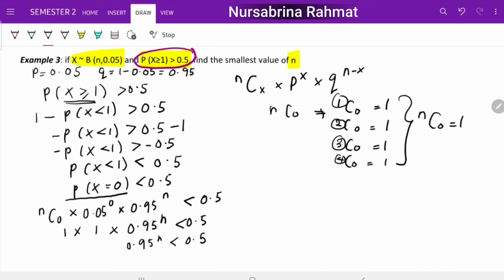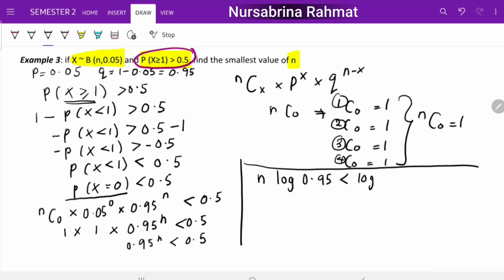Okay, so now let's find out how to get your n. Okay, so n log 0.95 is less than log 0.5. Okay, and the sign will reverse, so n is greater than log 0.5 over log 0.95. So your n becomes greater than 13.5. Therefore, your n is approximately equal to 14. Okay, so that is the last example for this video.